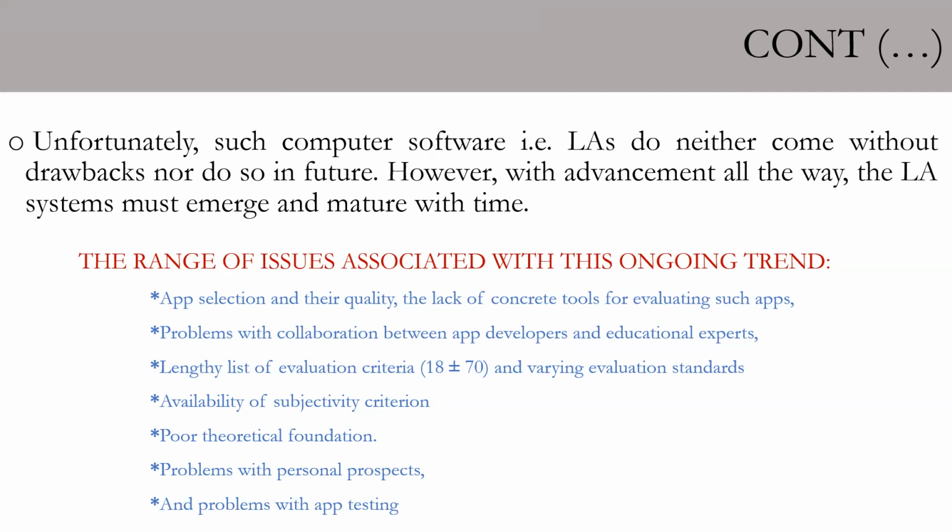The next one is the availability of subjective criteria. When the teachers or the learners have downloaded their apps, they sometimes give their feedback. Generally the feedback is in a subjective manner. They give the feedback from their own perspective. It may or may not be in a logical way.